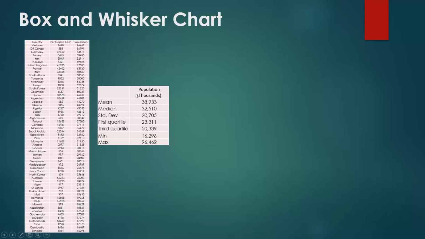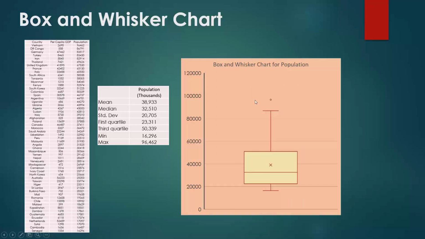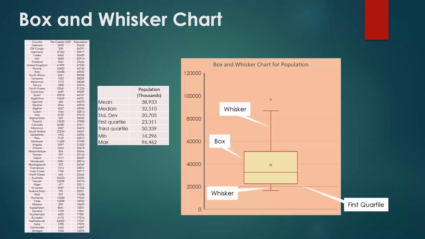But if I want to show all these numbers visually, I get this. This is the box and whisker chart. That's the box, and this is a whisker above the box and a whisker below the box. The box starts at the first quartile value. You see the first quartile is 23,311, and you can tell this is around 23. And that's the third quartile, 50,339, so this is roughly 50,339.